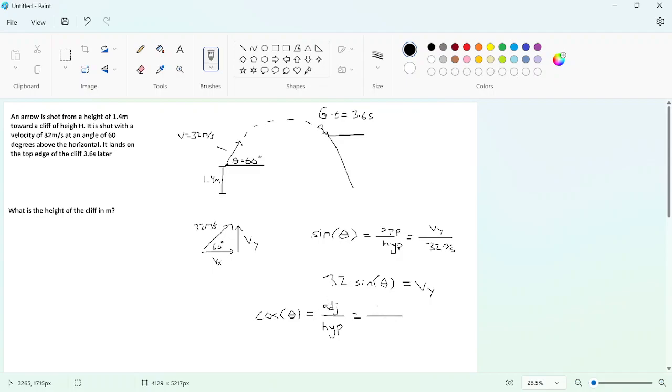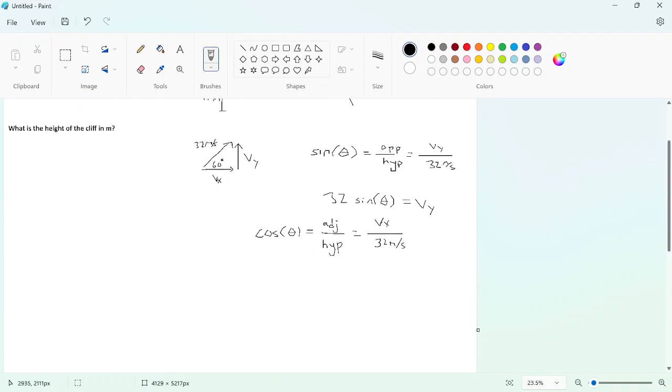This is going to be equal to, in this case, Vx over the hypotenuse, which is 32 meters per second. And as before, we'll use some algebraic manipulation, and we'll get cosine of theta times 32 is equal to Vx. So now we have two formulas that we can use to calculate Vy and Vx. Theta, in this case, is going to be equal to 60 degrees.